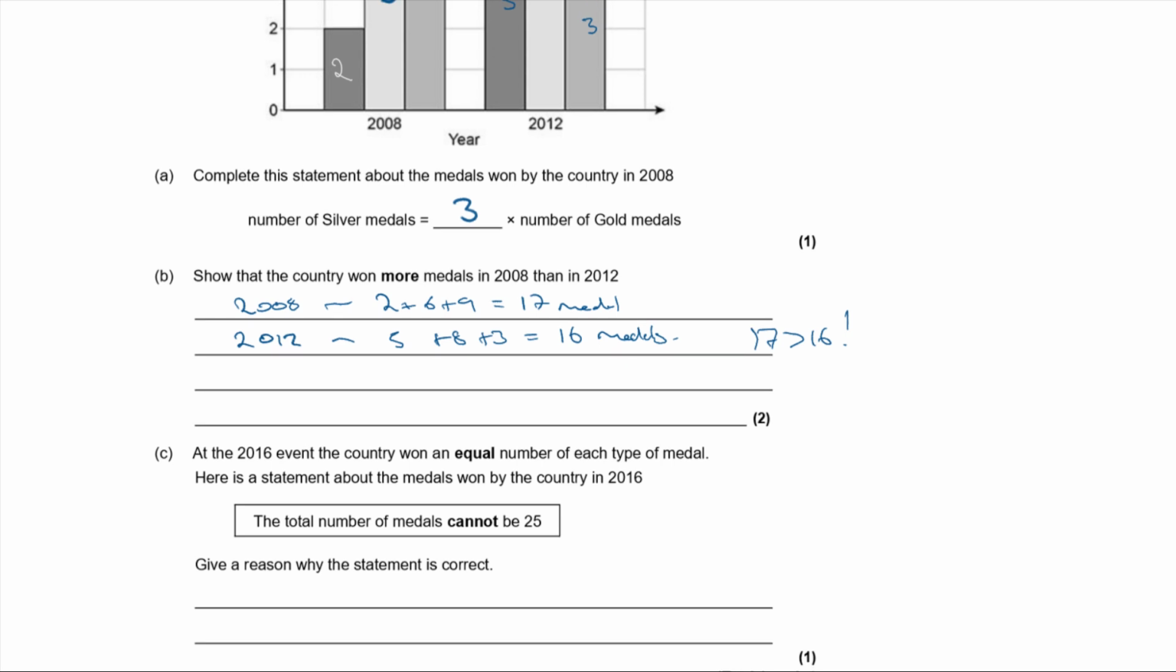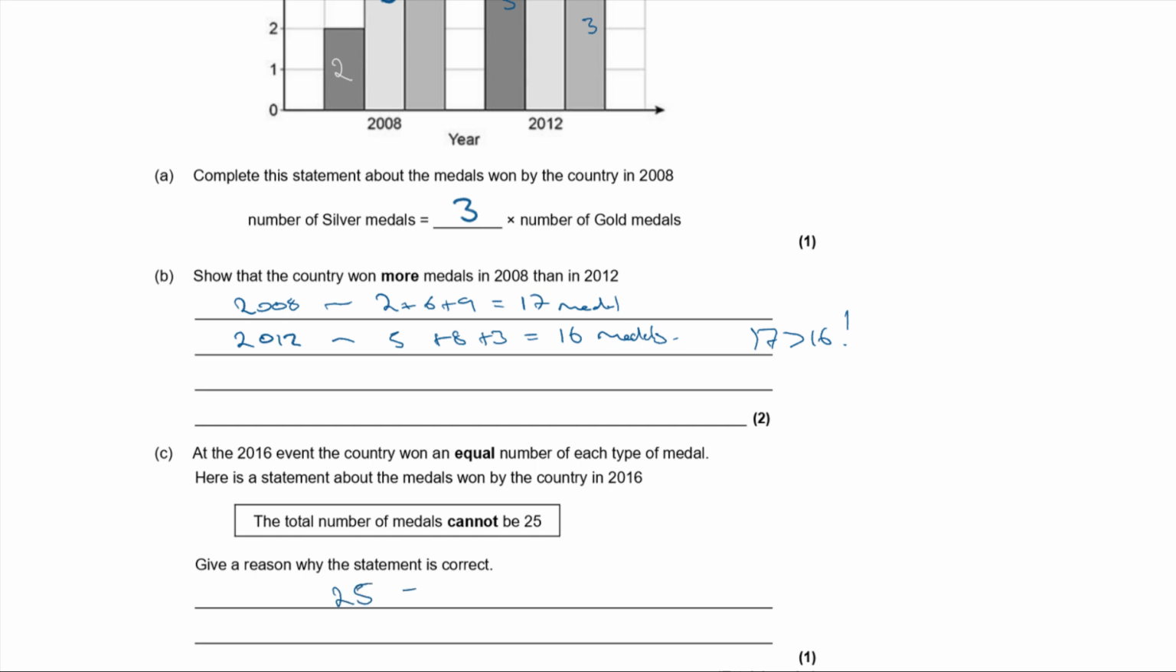Part C says, at the 2016 event, the country won an equal number of each type of medal. Here is a statement about the medals won by the country in 2016. The total number of medals cannot be 25. Give a reason why this statement is correct. Well, if there was an equal number of medals, then the total needs to be a multiple of 3, doesn't it? And 25 is not in the 3 times table.